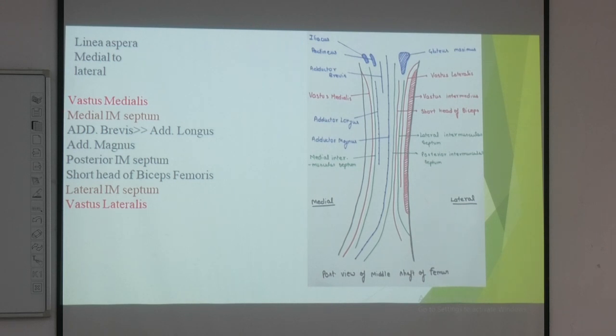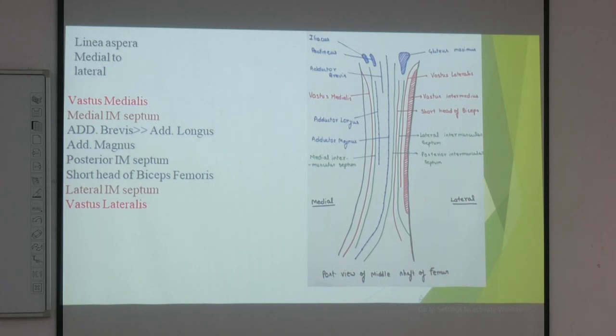After the vastus medialis, we have a septum, which we call the medial intermuscular septum. Then we have a muscle called adductor brevis, which continues down as adductor longus. Next to that, we have adductor magnus. Then we have a fascia, the posterior intermuscular septum. Then the short head of the biceps femoris, then the lateral intermuscular septum, and then the vastus lateralis.